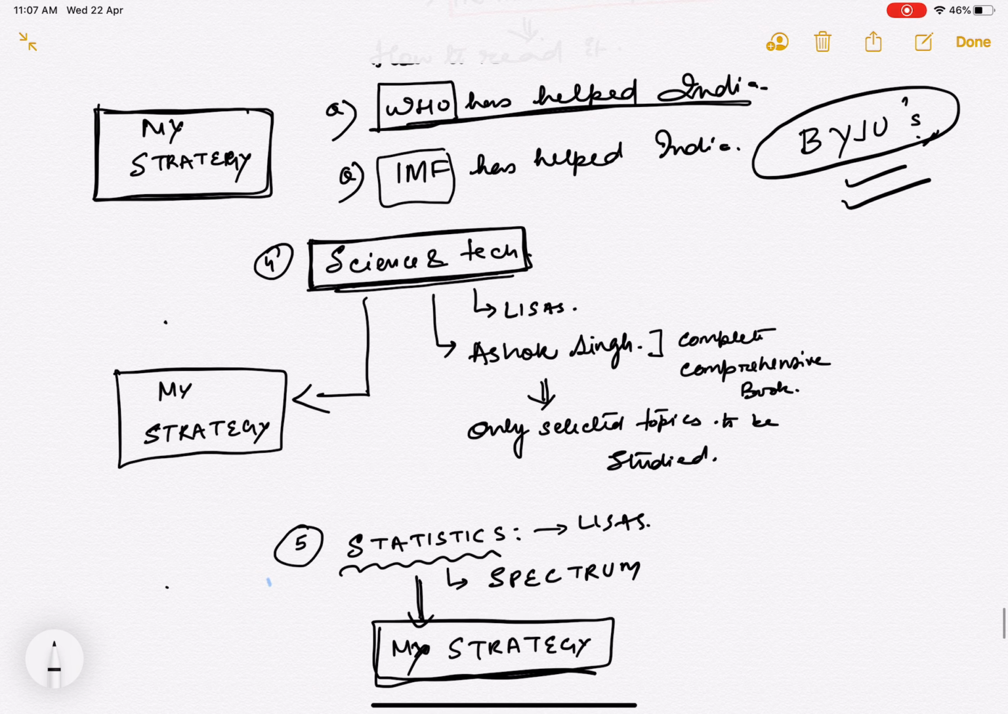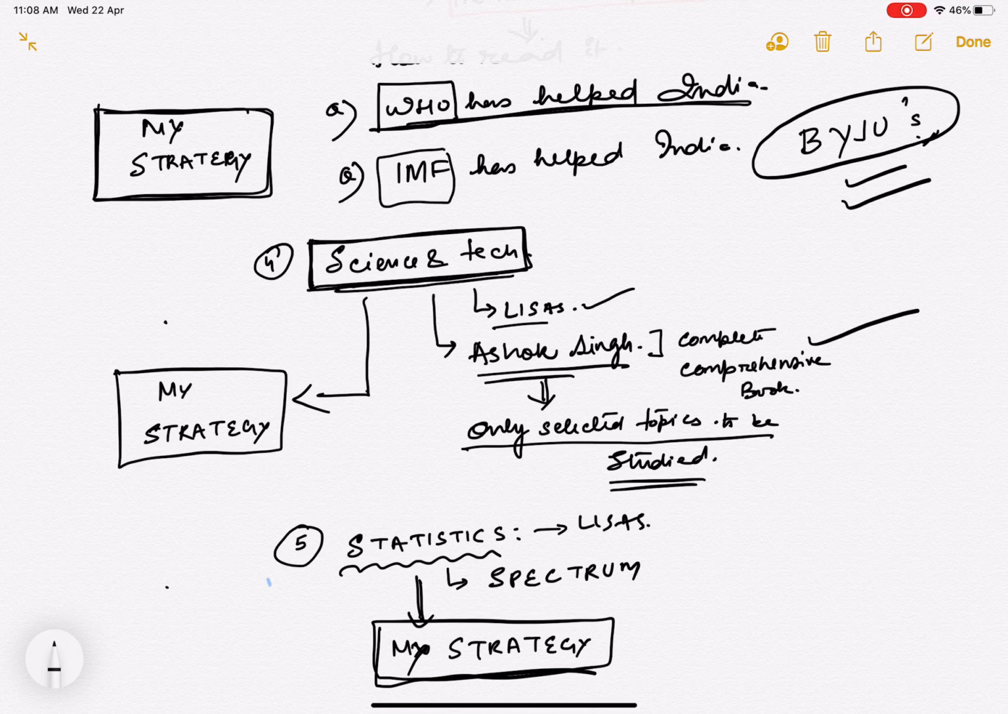Next, we have your science and technology. With respect to science and technology, again you can go for Lisa's material. Again you can go for Ashok Singh's material. In Ashok Singh's book for science and tech, only selected topics are to be studied. Now, Ashok Singh's book, I don't think it's available. In this context, if you have certain books for the UPSC, it's so far so good.